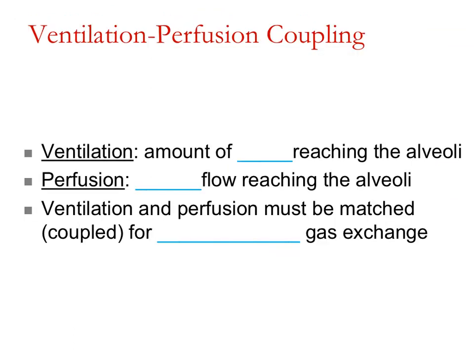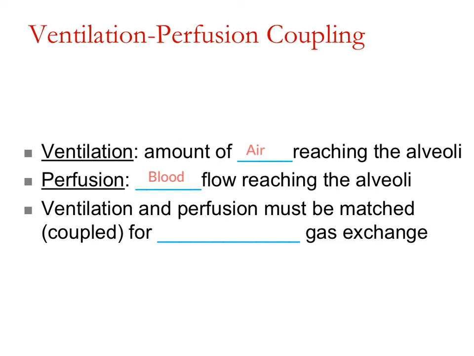Okay, at this point, we've talked about nothing that's too complicated. Now we're going to get to some more meat on the topic here. So we're going to talk about the concept of ventilation-perfusion coupling. And students have a hard time with this, but if you really think about it, ventilation is the amount of air coming in, perfusion is the amount of blood coming to a location. So you want these coupled. Ventilation is the amount of air reaching the alveoli, while perfusion is the blood flow reaching the alveoli.